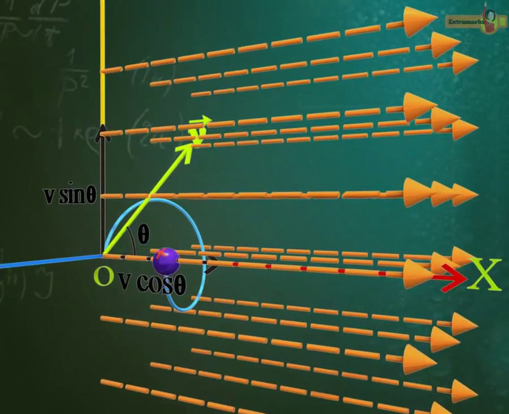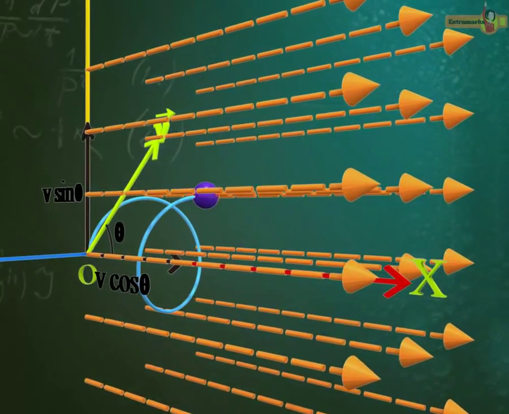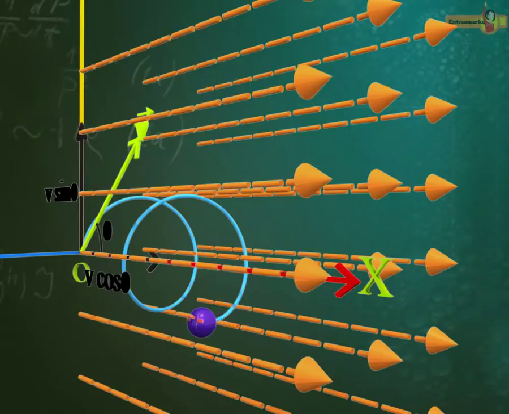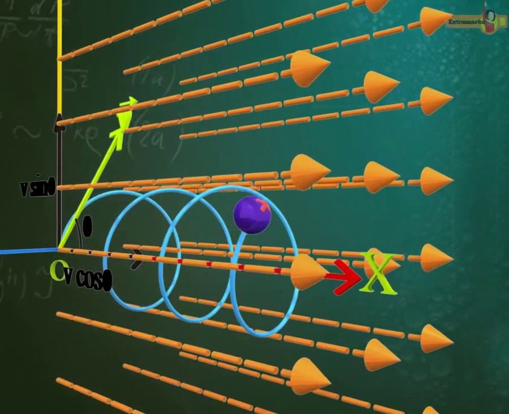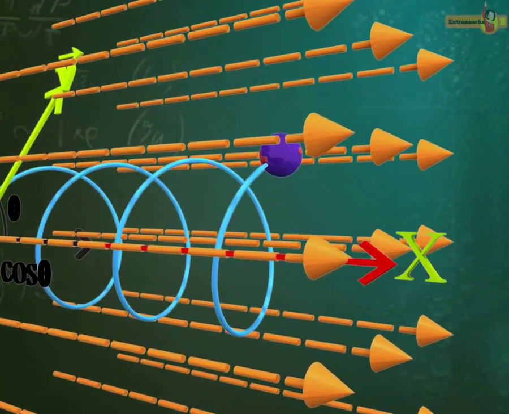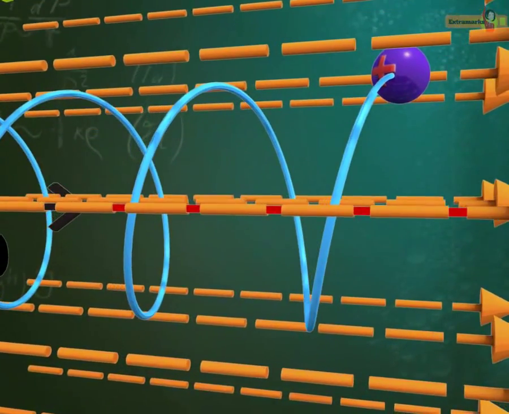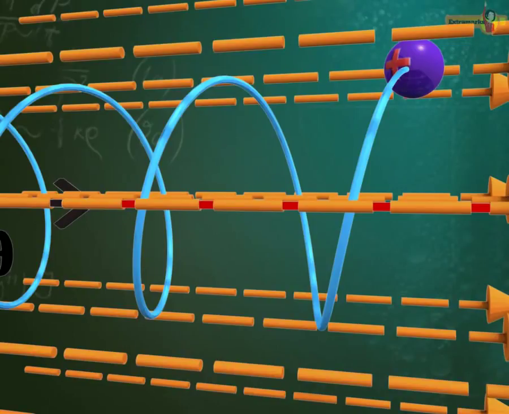Due to the perpendicular component of the velocity, a force F acts perpendicular to B and to v sin theta. This force causes the charged particle to move along the circular path. Due to the parallel component of the velocity, no force acts on the particle and it continues to move parallel to the magnetic field along a straight line with the velocity v cos theta.